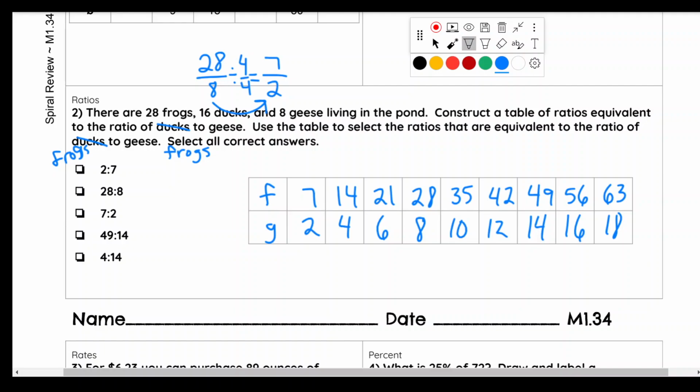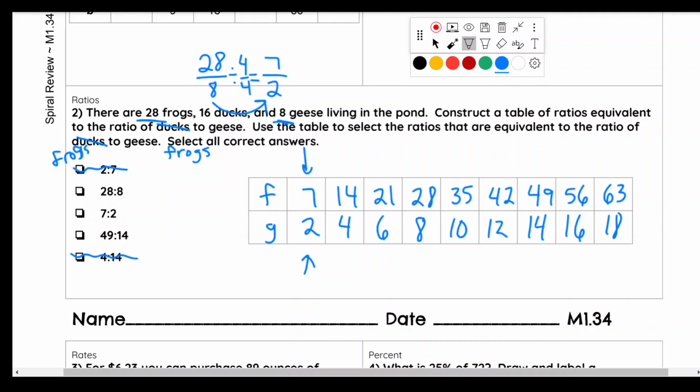This first one says 2 to 7, but I'm looking for 2 frogs going with 7 geese. That is the opposite of what is happening in this column. That is written in the wrong order. I also can look and say that I have more frogs than geese, so I should have ratios that have more frogs than geese. So looking, I can see that that one is also not going to work. These others I need to check and just make sure that they're actually correct.